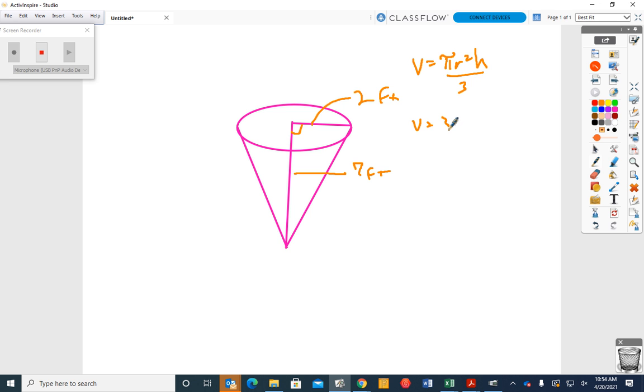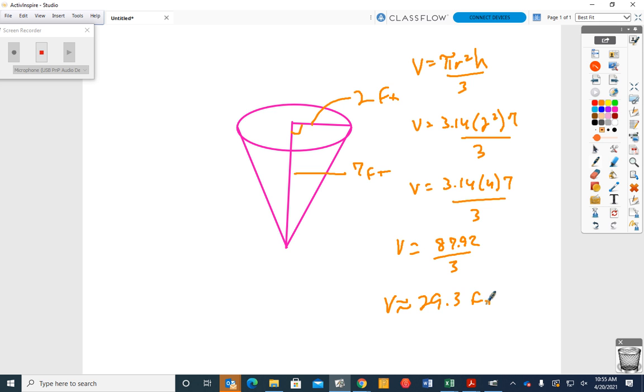What's our radius? 2 squared. 2 squared times what's our height? 7. All that divided by 3. What is 2 squared? 4. It's not 9. Who said 9? 3.14 times 4 times 7. What do we get? And we're going to divide that by 3, and what do we get? Feet cubed. Good. Do we understand how we got that? Yes. That's easy, this first part. Good. All right, let's continue.